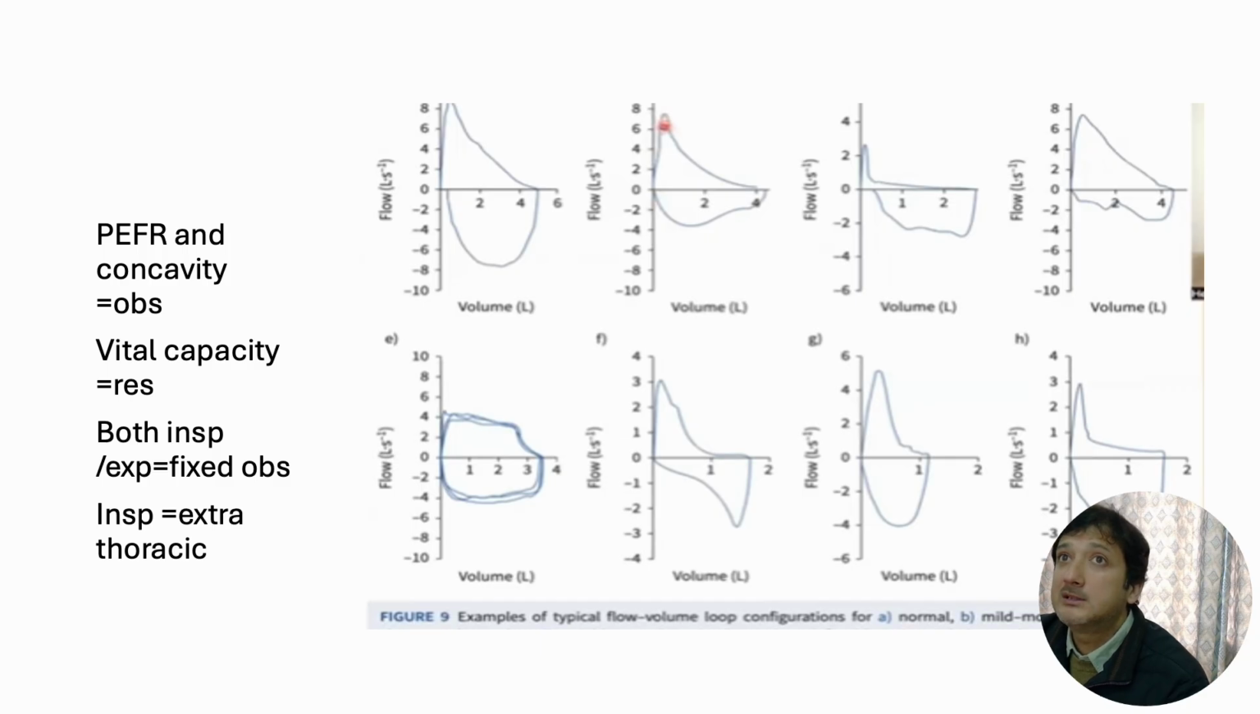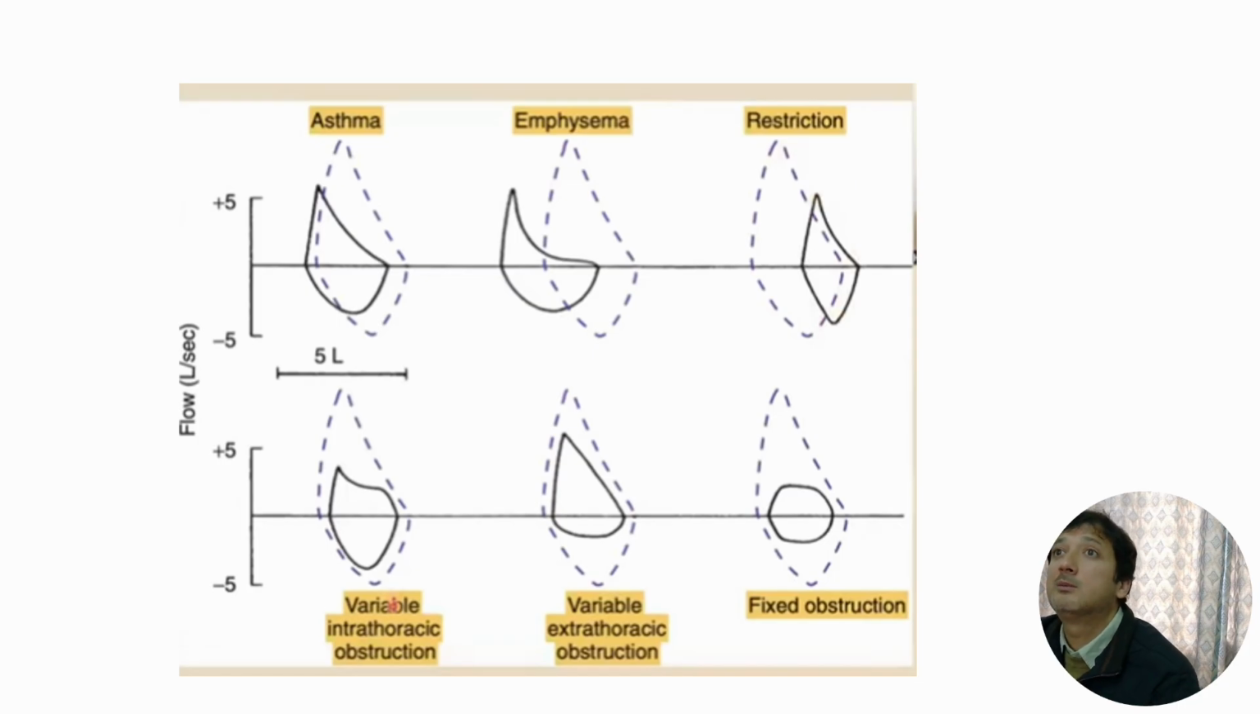In obstructive cases, we have to look out for the peak expiratory flow rate and the concavity. Peak expiratory flow rate will decrease and concavity will be present. In restrictive pattern, we have to see the vital capacity. Has the vital capacity been reached or not? If the vital capacity is less than 2 liters, then we say it's a restrictive lung disease. Then there is the fixed obstruction, and as I've shown, there are extrathoracic and intrathoracic types. So these are some of the graphs: asthma, emphysema, restrictive diseases, intrathoracic, extrathoracic, and fixed obstruction.